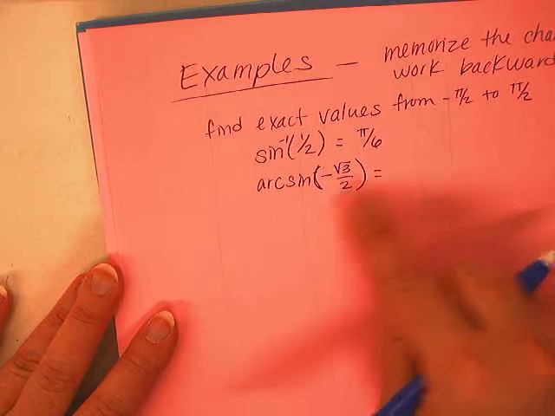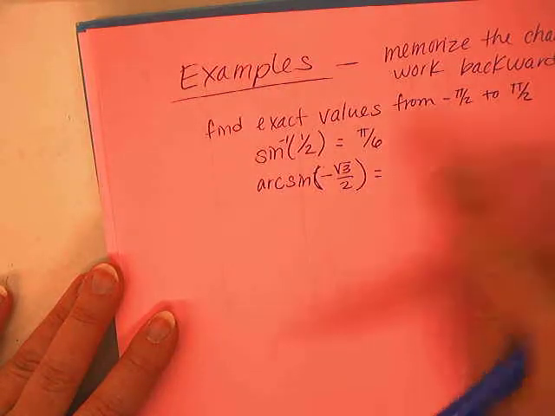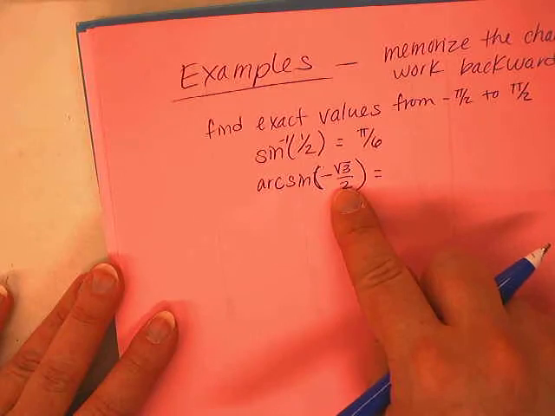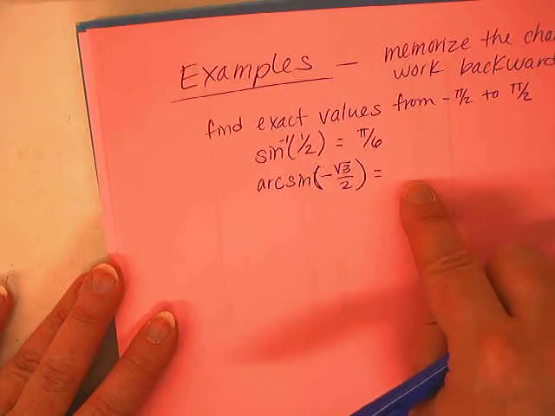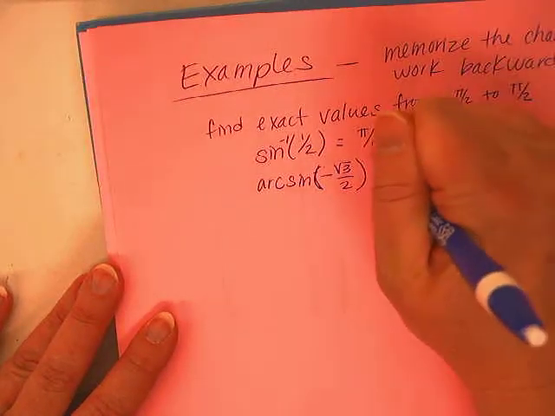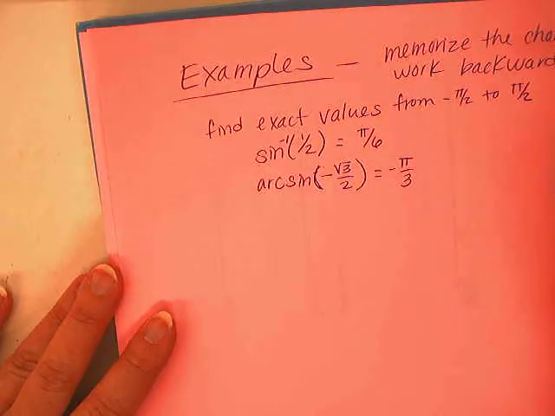So which angle would normally be √3/2? 60, or I'm asking for radians, so pi/3, but because the ratio is negative, we want the angle in quadrant 4, which is -pi/3.